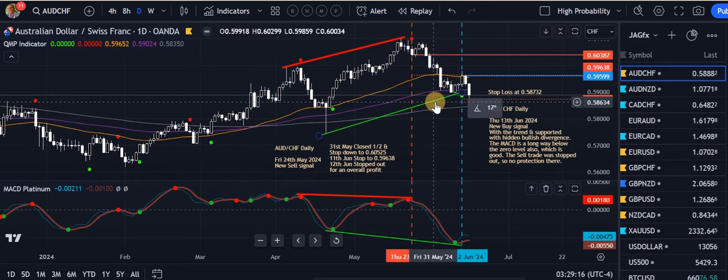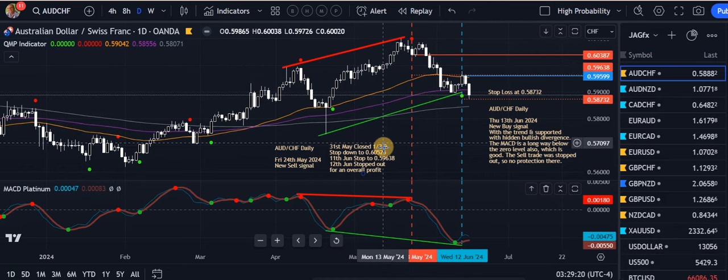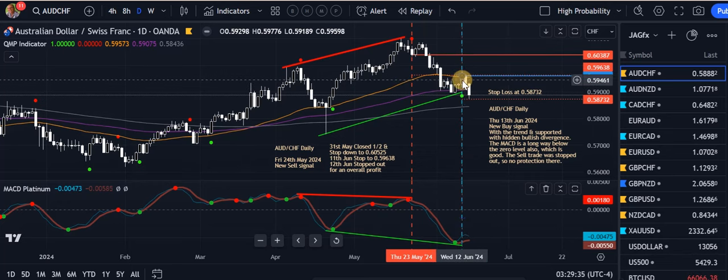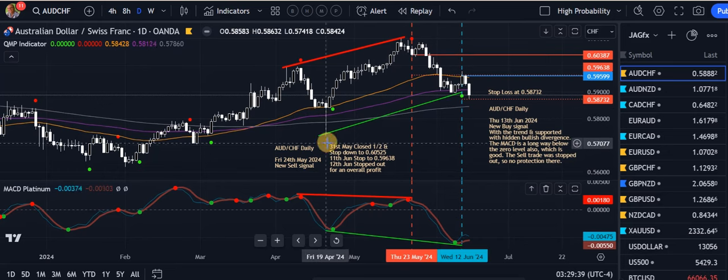Here's the trade management. I call all that live also in the group, so there's no shirking it. So, for example, on the 31st of May, which I think is around here somewhere, I closed half, moved my stop down, then 11th of June, moved my stop down, then 12th of June, stopped out. So I moved my stop down, nice and tight, and it's just poked up and taken me out for an overall profit.